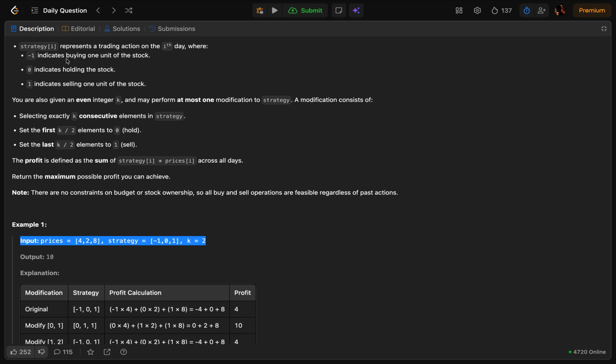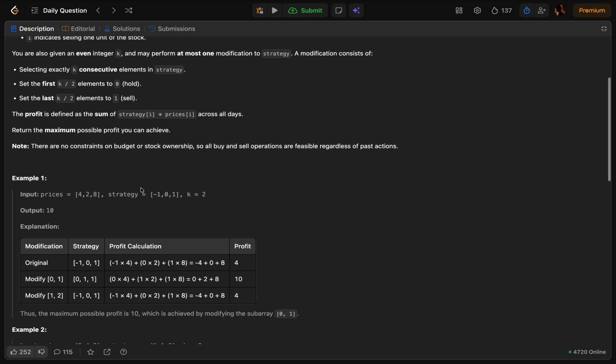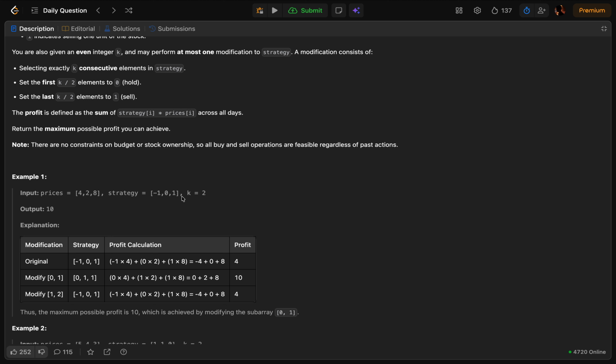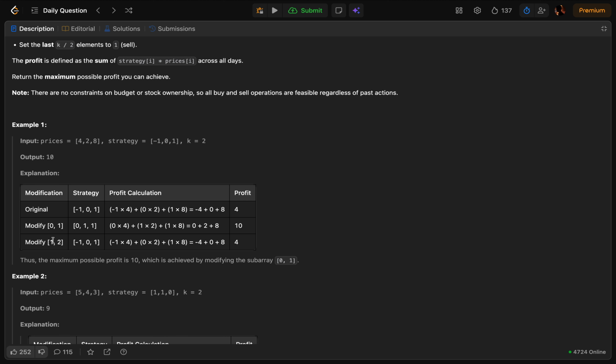-1 means we are buying, 0 means we are holding the stock, 1 means we are selling the stock, and we are also given the even integer k, which is k equals 2. And what do I have to do? We will first create a table of modification, strategy, profit calculation, and profit. So the modification here is original, modify 1 2, or modify 0 1.